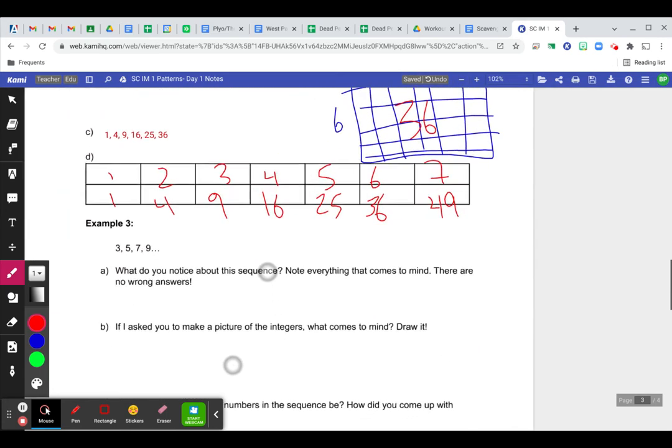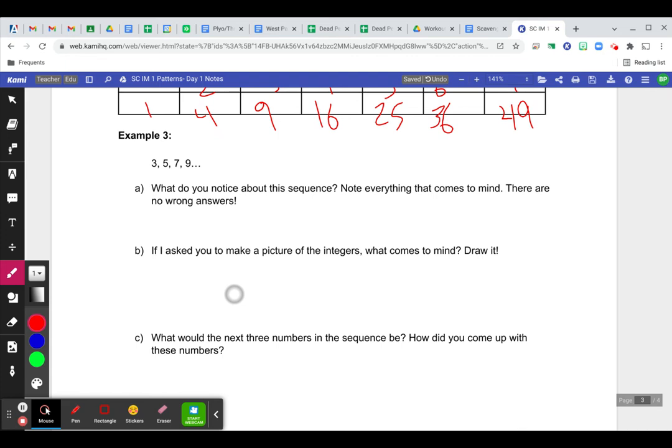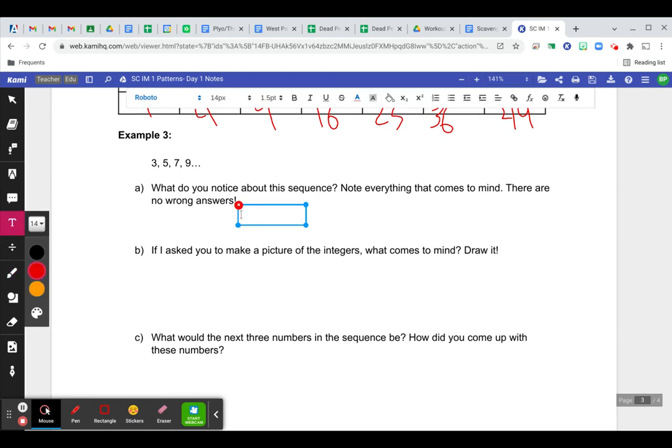Now, for example 3, we have the sequence 3, 5, 7, 9. And we asked, what do you notice about this sequence? And we want to encourage you guys that there are no wrong answers here. We want to encourage you guys to take risks. In class, though, what the majority of people jumped up and saw at first was you are adding by 2 each time. This is called a common difference because we are adding by the same number each time.